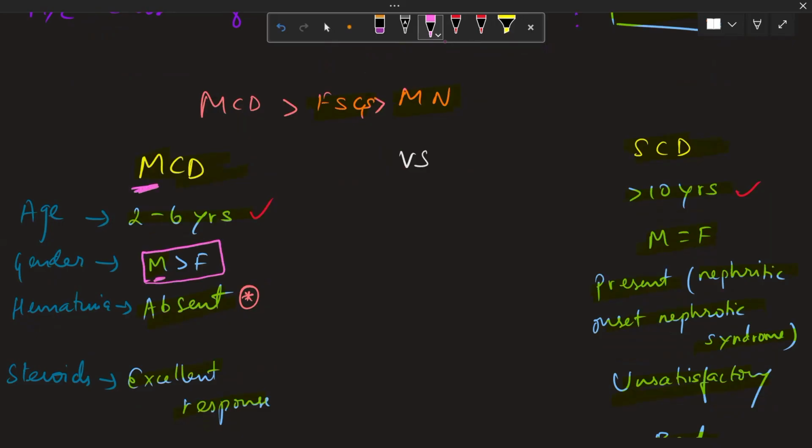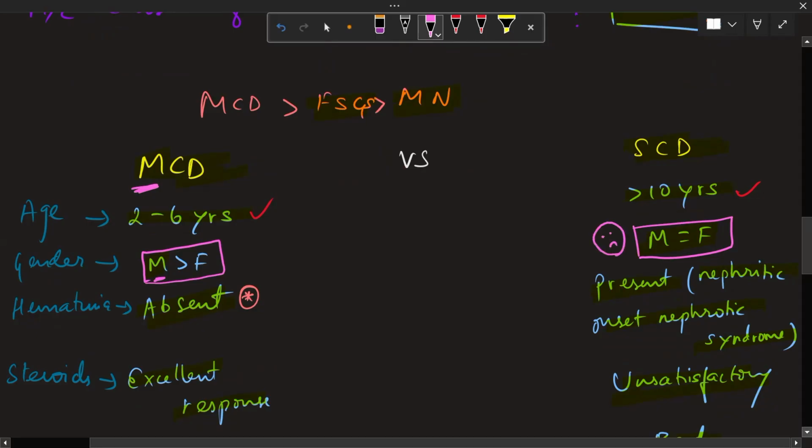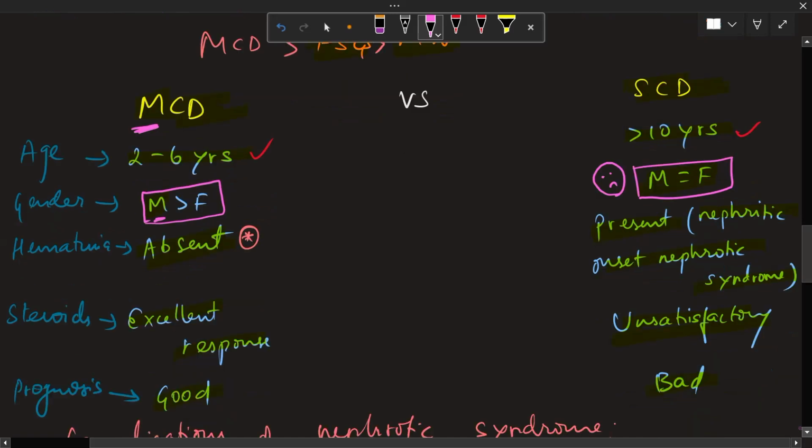And gender, MCD you can remember in this way, M for M. So a male child will get affected more than a female child. But in the case of SCD, it won't spare either female or male gender, since it is a very bad disease. It affects both male and female.